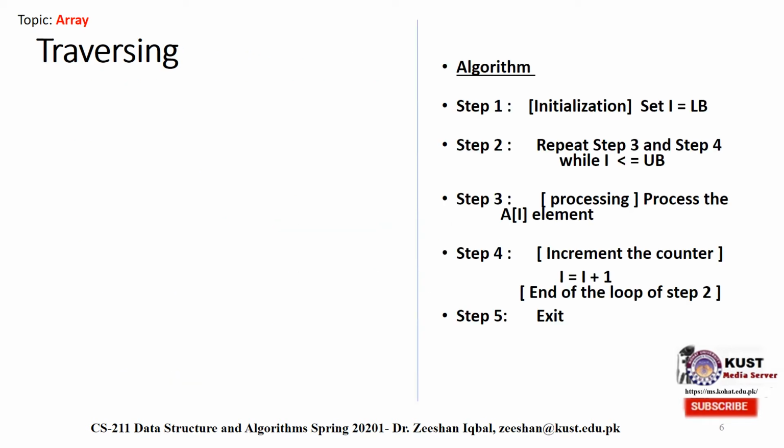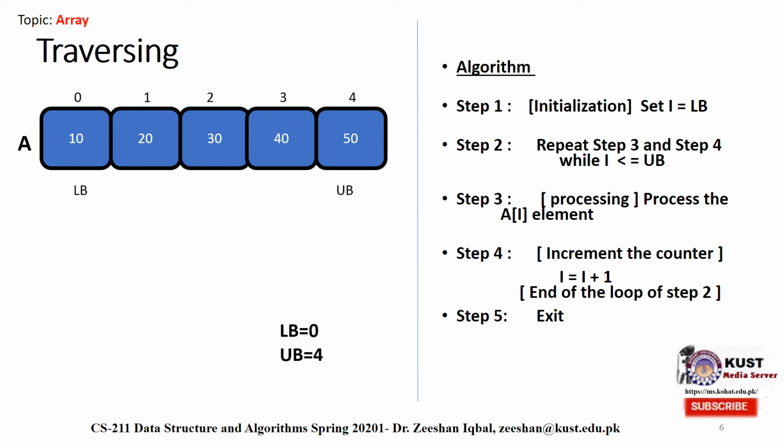Suppose we have the following array A with 5 values from index 0 to 4. Index 0 contains 10, 1 contains 20, 2 contains 30, 3 contains 40, and 4 contains 50 as values of the array. In the first step, we take a variable I and initialize it with the lower bound, which is 0 here. In step 2, the condition in the while loop is checked, that is, 0 is less than or equal to 4, which is true. In that case, we have to repeat steps 3 and 4.